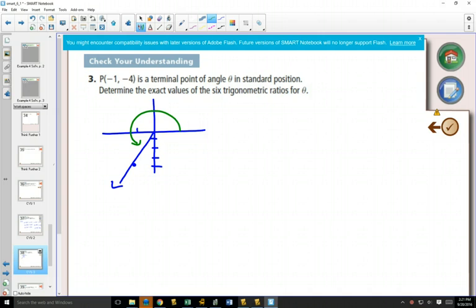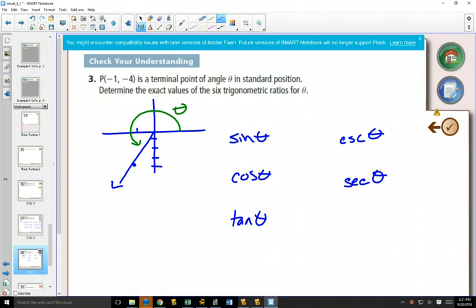We want to find out what sine of theta, cos of theta, tan of theta, cosecant of theta, secant of theta, and cotangent of theta is.